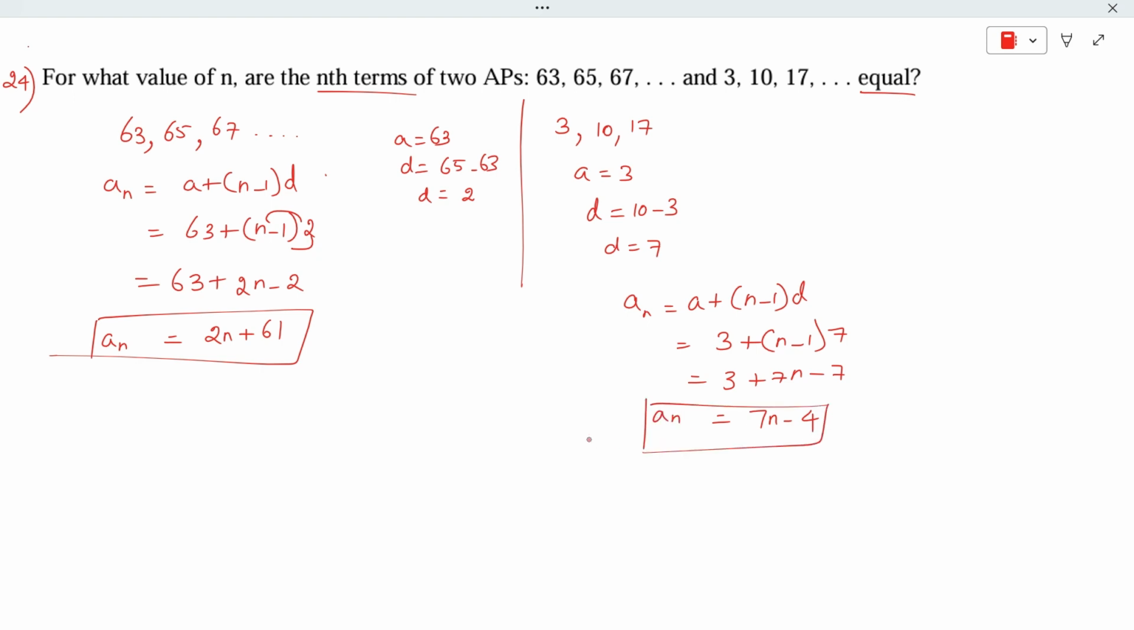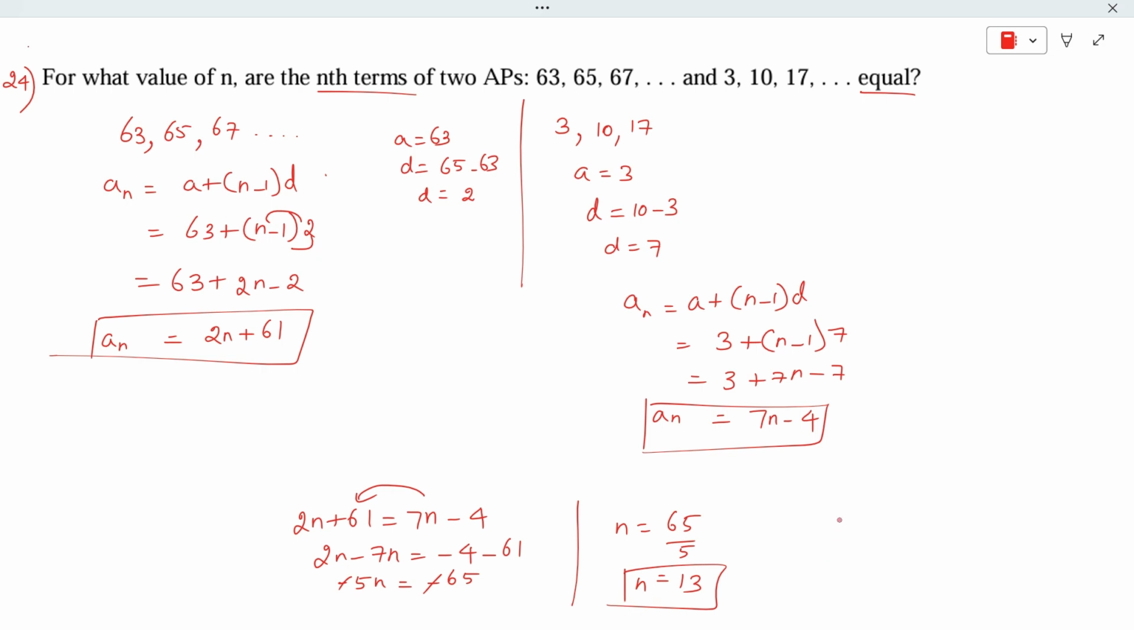Now I am going to make them equal, as the nth terms of the two arithmetic progressions are equal. So 2n plus 61 is equal to 7n minus 4. So I'm taking it to the other side: 2n minus 7n, so transpose 7n to the other side. You will get minus 5n is equal to minus 65. So cancel minus, and you will get n is equal to 65 by 5, which is 13. So the 13th terms of the arithmetic progressions are going to be equal. Okay, conclude it.